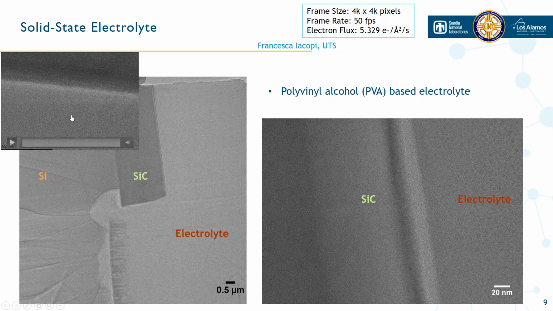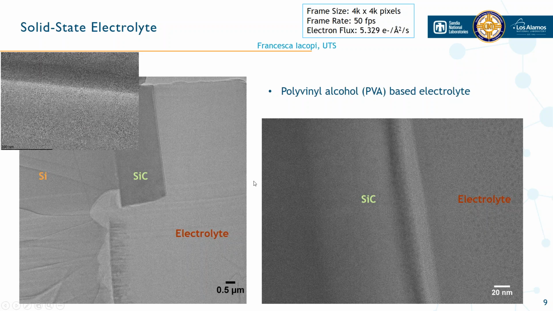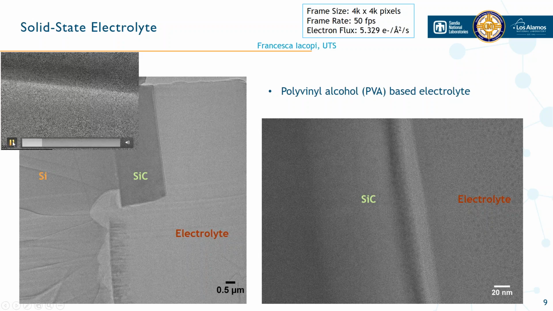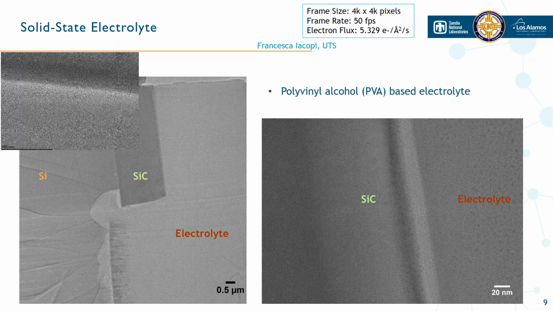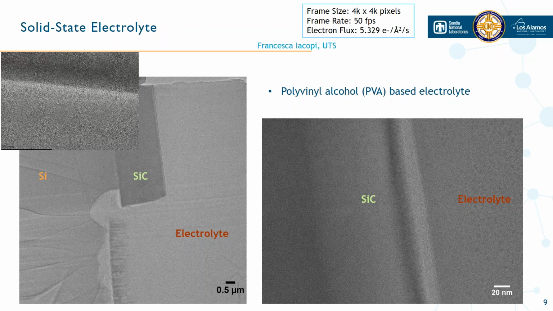Another example of beam sensitive materials are solid state electrolytes. On the left side, you're seeing the structure, which is a silicon support, and then silicon carbide as an electrode, and then this electrolyte, which is a polyvinyl alcohol based electrolyte. These are sensitive under the electron beam.